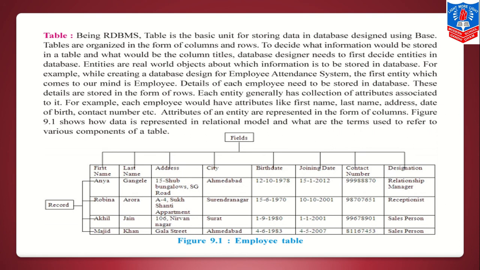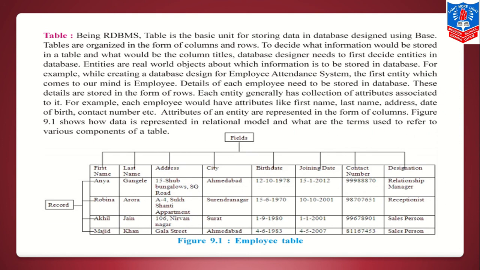Tables are organized in the form of columns and rows. To decide what information would be stored in a table and what the column titles would be, a database designer needs to first decide the entities in the database. Entities are real world objects about which information is to be stored in the database. For example, while creating a database design for an employee attendance system, the first entity which comes to our mind is what? Employee. If we are making a database for an employee attendance system, what comes first? About whom are we making the database? About the employee. Okay?